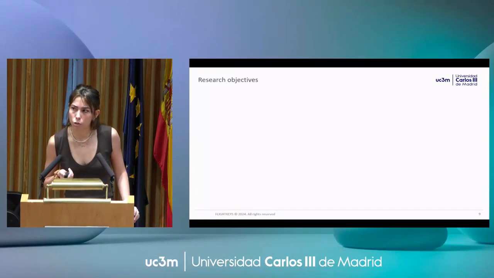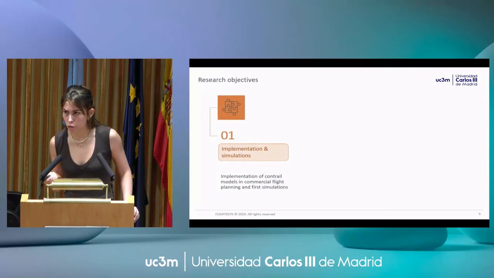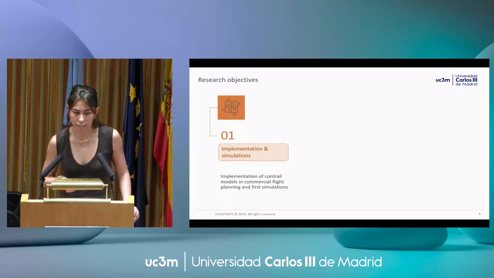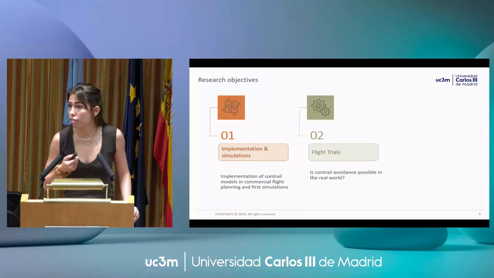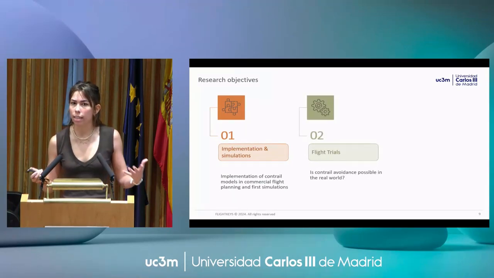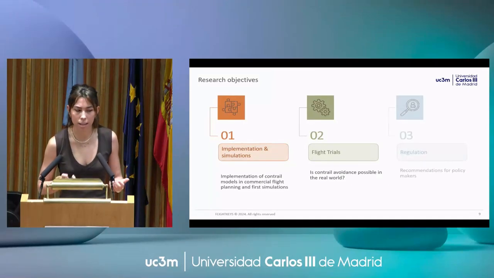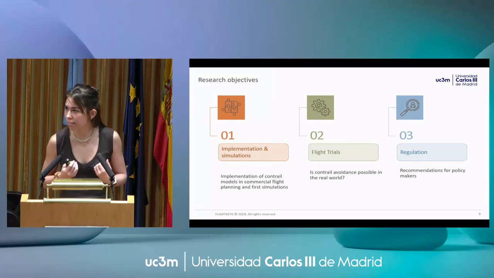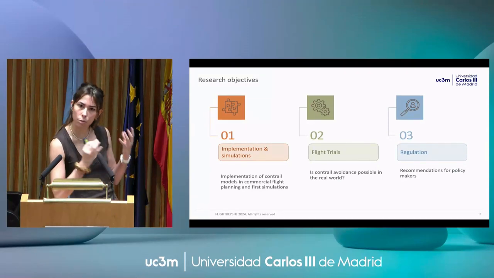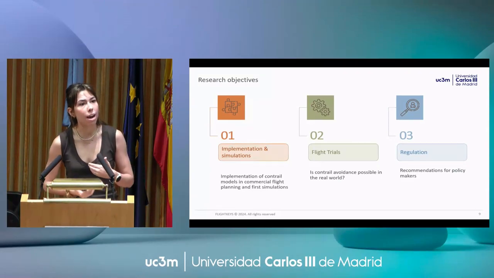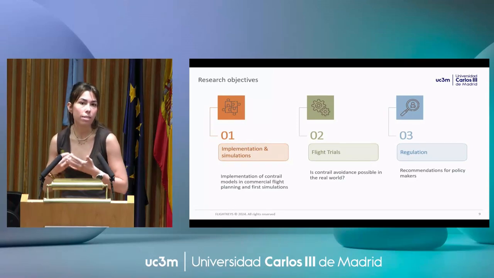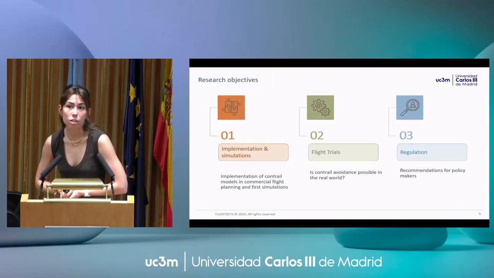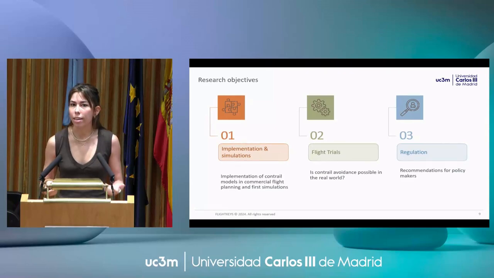So what are my research objectives? We have implementation of contrail avoidance into a commercial flight planning system. We have flight trials, so can we actually convince airlines to fly contrail avoidance flight plans? And last but not least, knowing that regulation is coming up on us, can we use the things that we are experimenting with to go one step ahead and maybe even provide some feedback to policymakers about how this could be done in a way that would suit operators more?